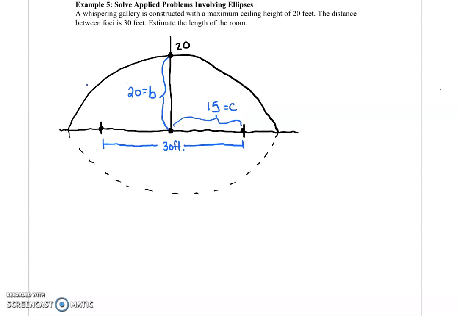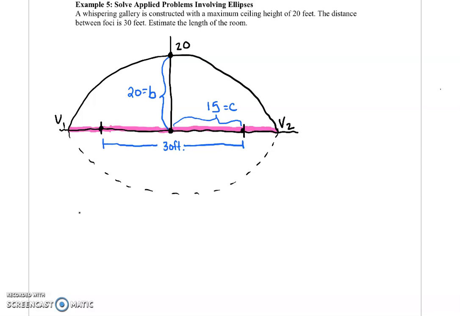We want to know how long the whole room is. So what we need is the distance from vertex 1 to vertex 2. We need how long that pink section is that I just made. To find that, we need to know what A is, right? Because A is always the distance from the vertex to the center.